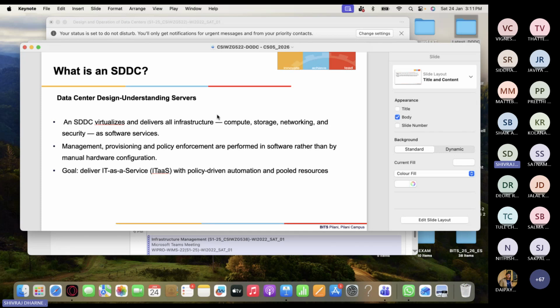I think you are aware that a software defined data center virtualizes and delivers all the infrastructure, everything: compute, storage, networking, security, together, right? The management, provisioning, and policy information are all performed in software rather than manual hardware configuration. Nobody is doing manual hardware now. Everything is set and somebody will do it through software. So the idea is to deliver IT as a service, ITaaS, with policy driven automation and pooled resources. This is all about the software defined data center.